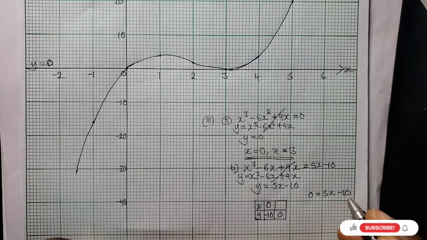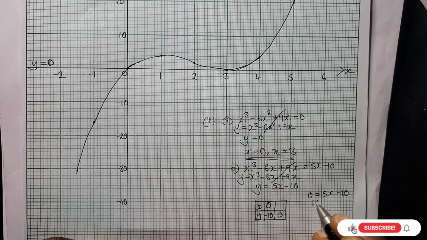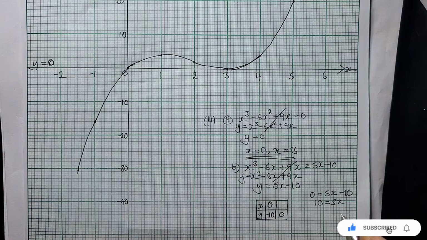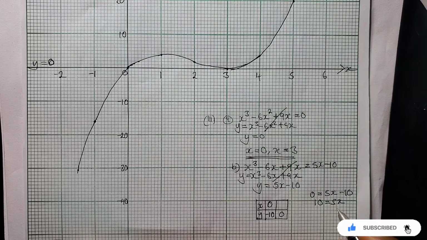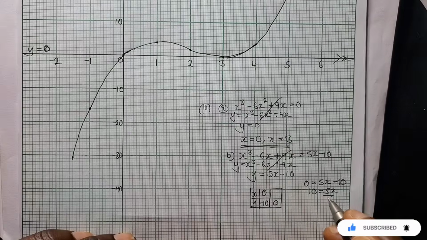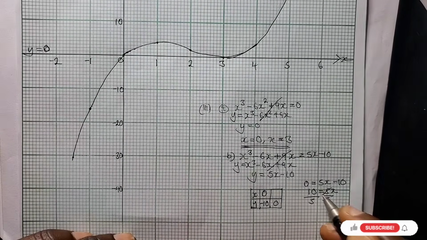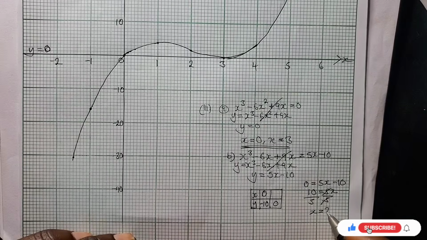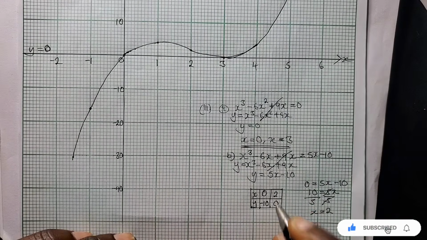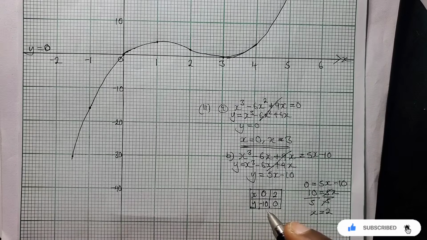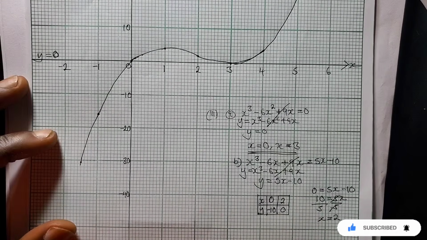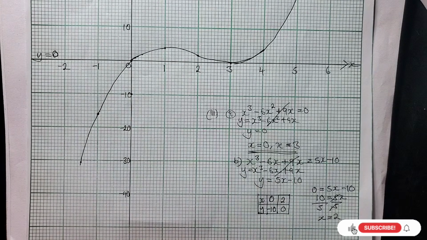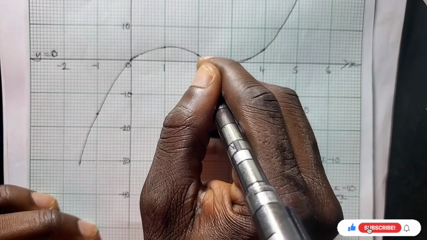Then let's solve for x. The 10 will cross the sign. It becomes positive 10 is equal to 5x. Then let's divide both sides by 5. This 5 and this 5 will cancel. So x is equal to 2. So let's substitute 2 here. Now, these are the coordinates we have. Let's plot them. So we have (0, negative 10), which is just here, and (2, 0), which is here.